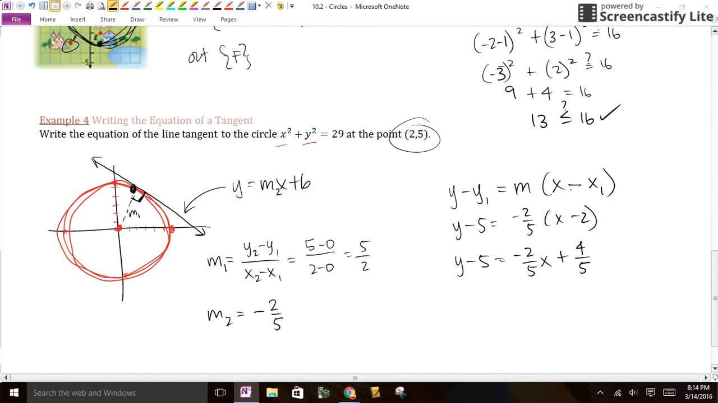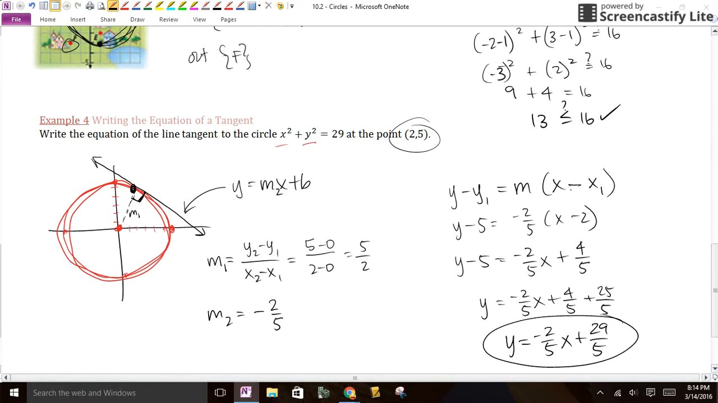And then something that will give everyone nightmares, add 5 to both sides. Negative 2/5 x plus 4/5 plus a 5. Oh no, I can't just add a 5 because I need to get these two constants right here. They need to be added together. So, all right, let's change 5 to 25/5 if you don't mind. And we have an answer. y equals negative 2/5 x plus 29/5. Lo and behold, we have the equation of the line that is tangent at that particular point.